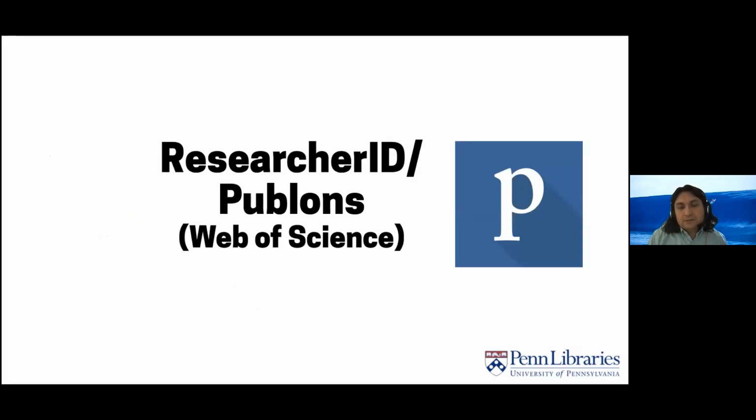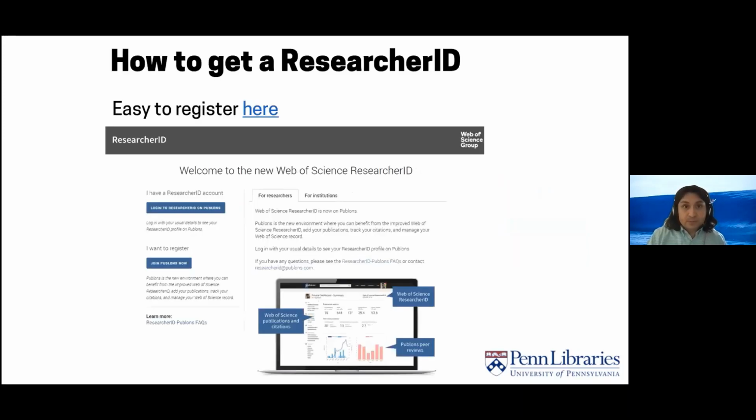Next one is ResearcherID. This is a profile system of Web of Science and Publons. Publons is a platform for you to track how much peer review work you do. So the way to register to ResearcherID is that you follow the link depicted here. And also when I give you the slides, you can follow that link.